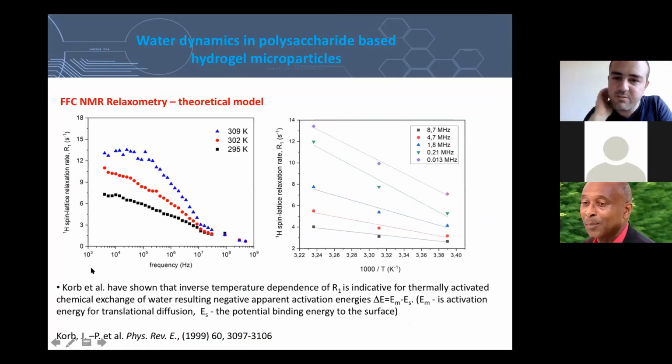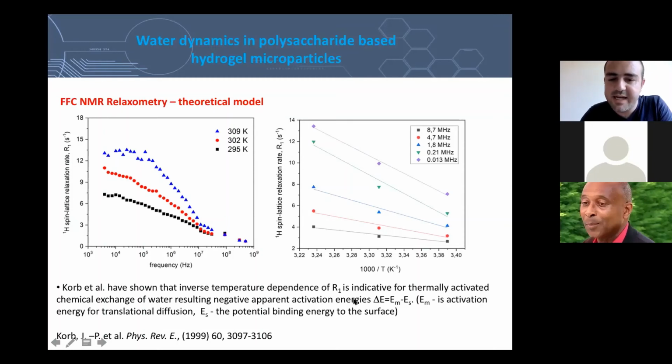And a good test to see this is making some plots. Here, a temperature dependent plot of R1 at some selected frequencies. And what we see is that we obtain some apparent negative activation energies. This is the first time such plots are introduced, by Jean-Pierre Korb.